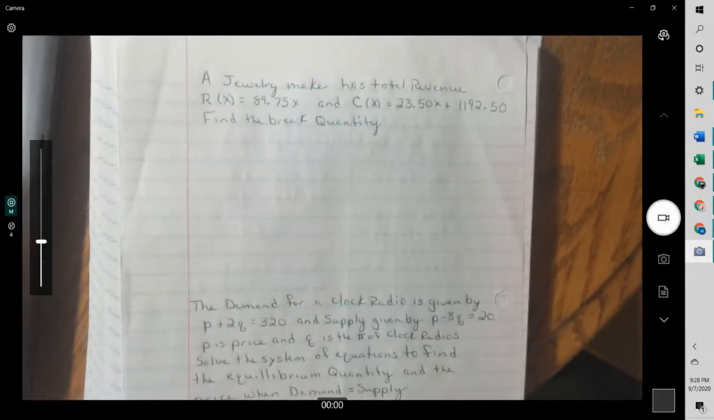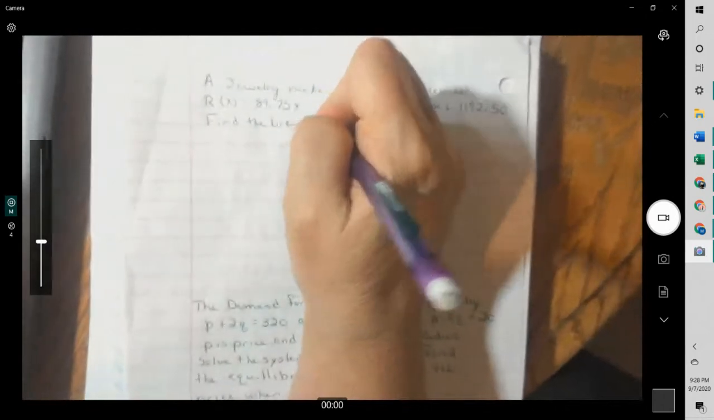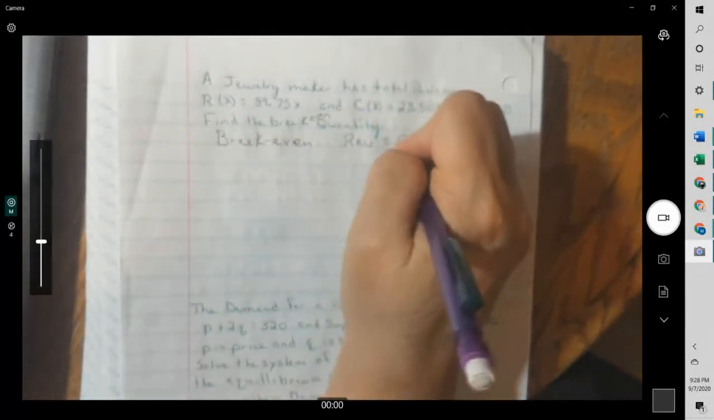Two more. A jewelry maker has total revenue R of x equals 89.75x, and cost 23.5x plus 1,192.5. Find the break-even quantity. You break even when your revenue equals your cost.